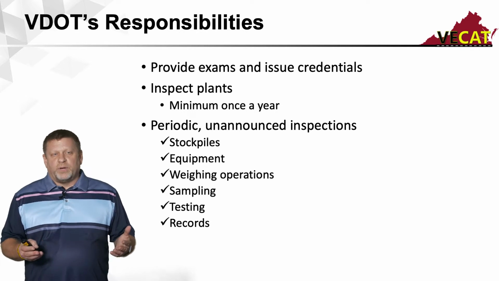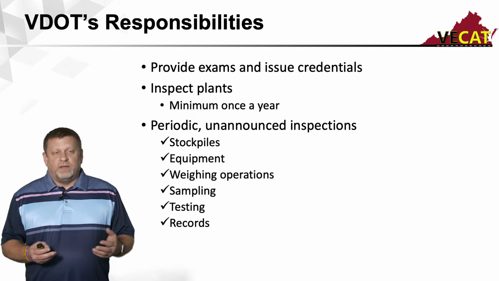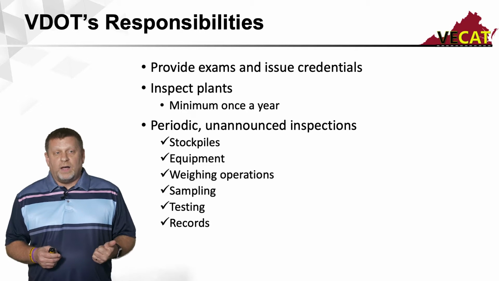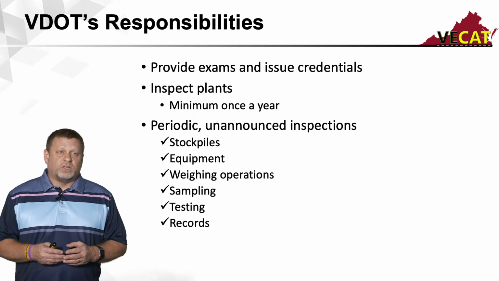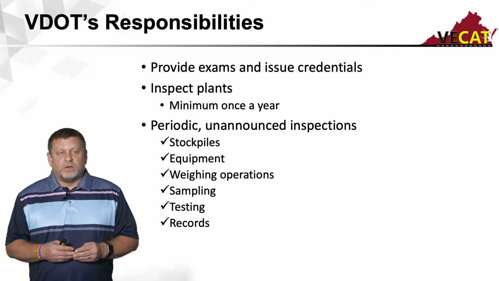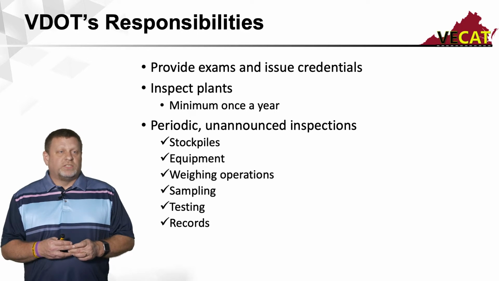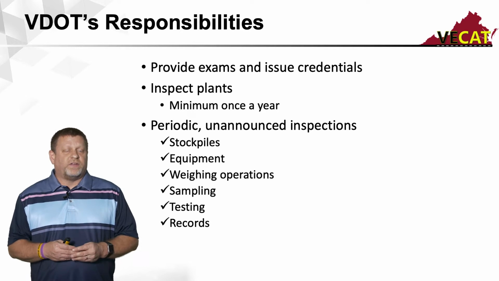They can do periodic unannounced inspections. These inspections can be inspecting anything from your stockpiles, how you manage them, how you keep them from getting any segregation or contamination happening. They can inspect your equipment. They want to make sure all your lab equipment is kept right. Your weighing operations, whether it be at the plant, make sure your scales stay within calibration and certification.